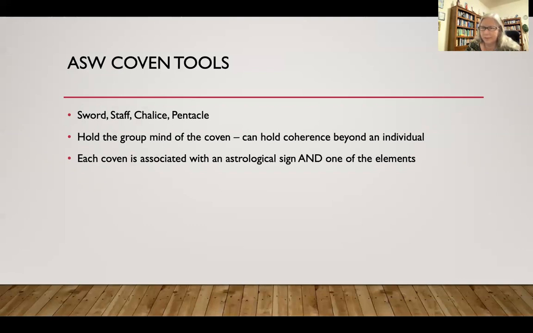So as I said, in the assembly of the sacred wheel, there are these coven tools, which would be the sword, staff, chalice, pentacles, and these hold the group mind of the coven, and they can hold coherence beyond an individual. So once you have one of the coven tools founded, even if the individuals move in and out of the group, the tool holds the group mind, and each coven in the assembly of the sacred wheel is associated with both an astrological sign and with one of the elements.